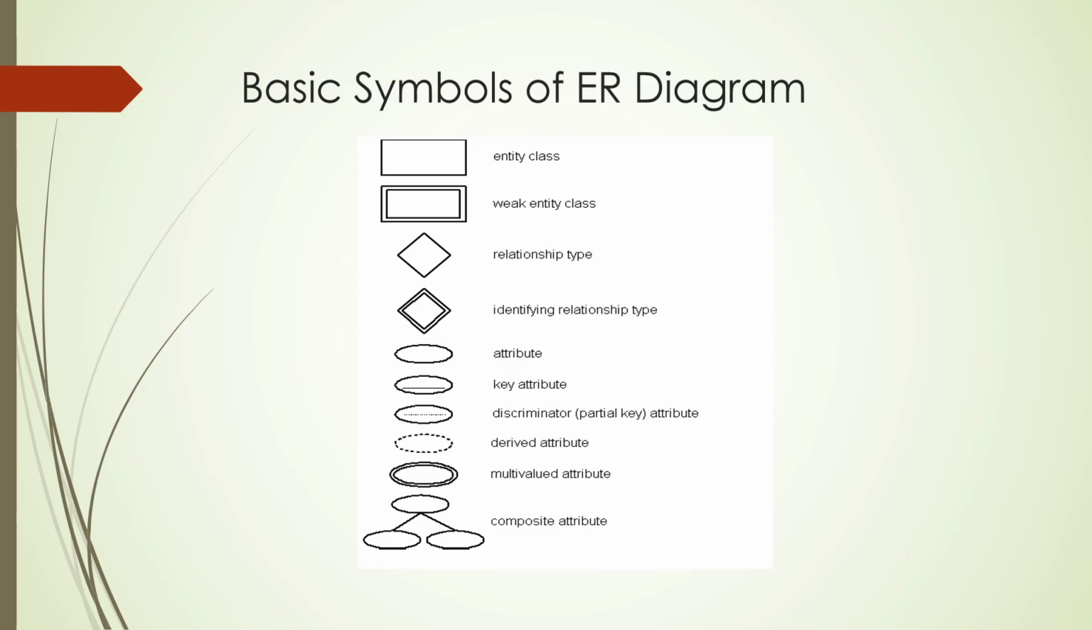Now here I have tried to describe some basic symbols of the ER diagram, right? The first one is a rectangle. That is how we describe the entity class. The second one is two rectangles, a first rectangle and another rectangle inside that. That symbol describes a weak entity class, right? So weak entity types, which do not have any key attribute of their own, are called weak entities.